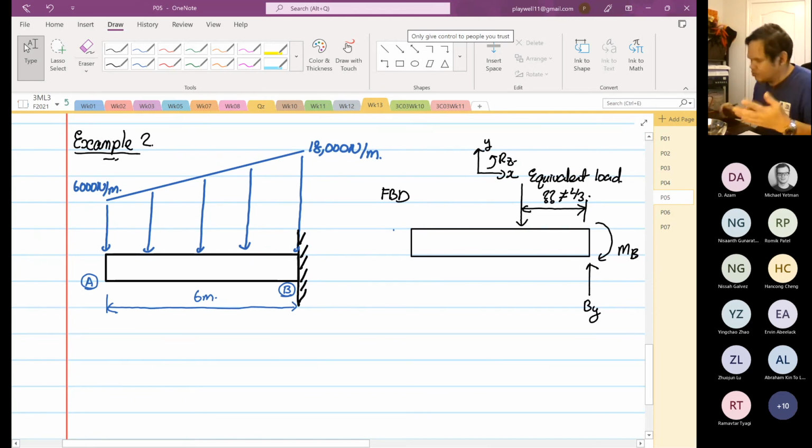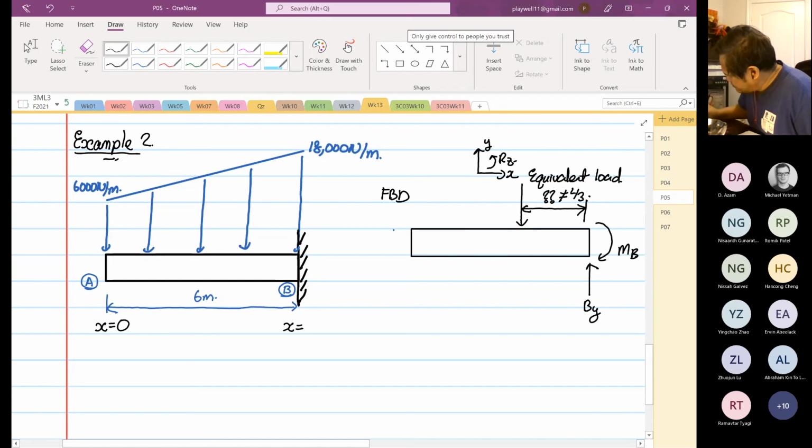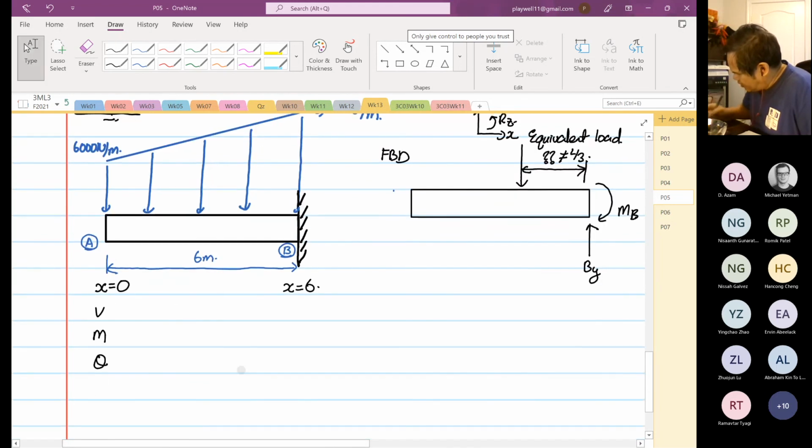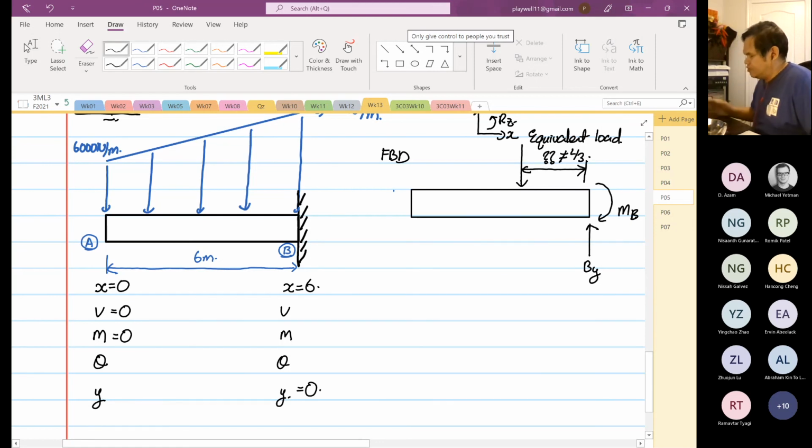So how do we do it? Okay, so fundamentally, how do we do it? So you need to know your boundary conditions, right? So this is V and M, theta, Y. Okay, V and M, theta, Y. Okay. So we know V over here is equal to 0. Moment over here is equal to 0. Y is equal to 0. That's all we need to know. Or that's all we know.